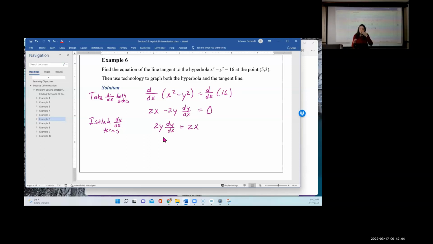I like to have my dy/dx's on the left. It doesn't really matter as long as they're separated. And then we're going to factor off the dy/dx. So that gives me dy/dx times 2y equals 2x. And then the next thing that I want to do is I want to divide by the coefficient of dy/dx.